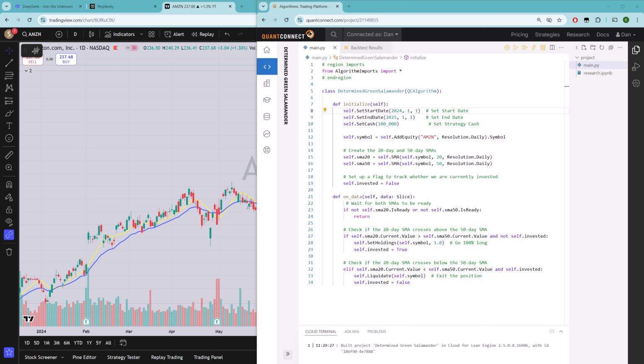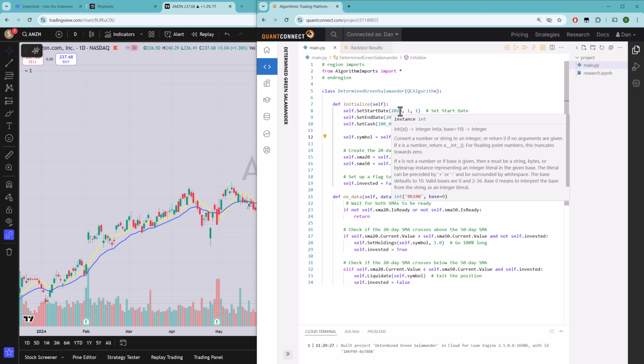In the previous clip, we compared the 20 and 50-day simple moving averages and wrote a simple algorithm so that when the 20-day SMA crosses above the 50-day, then go long on the symbol, which is Amazon, and mark it as invested. Now, if the 20-day SMA crosses below, then exit the position. And we try this out for pretty much the whole of 2024.